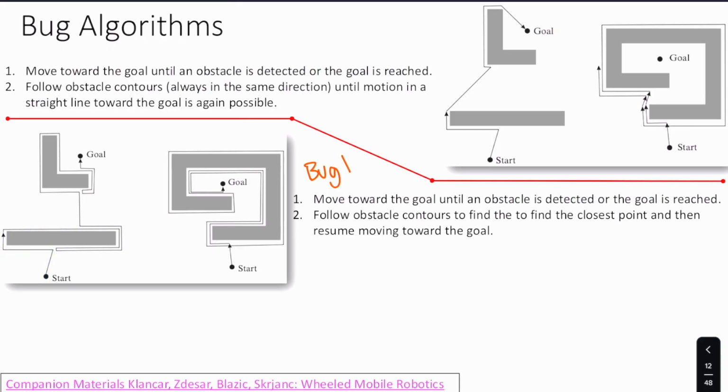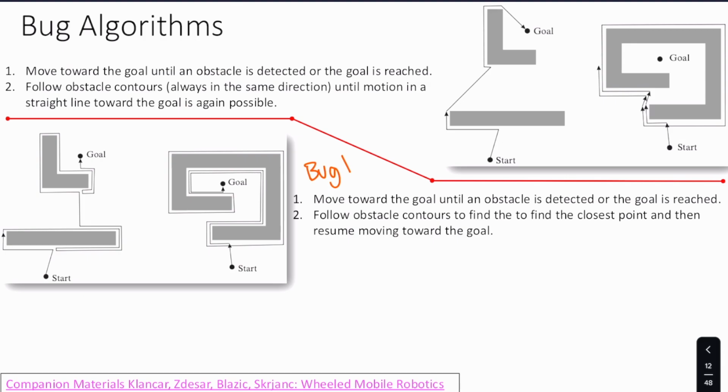You say, how close am I to the goal? And then after you get all the way back to your original position, you've marked that this is the closest point to the goal on this obstacle. So you backtrack to that point, beeline toward the goal, and do the same thing again.